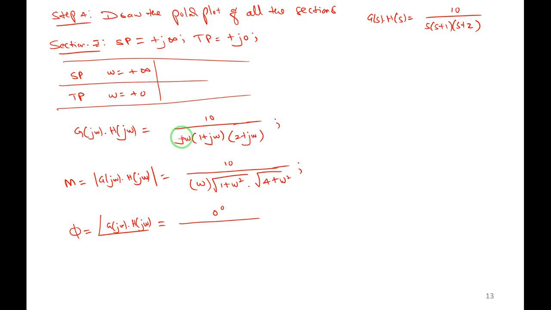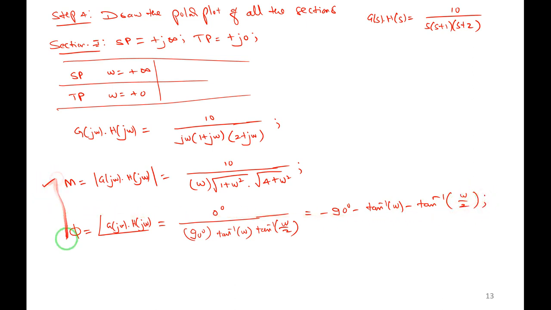Then angle of j omega, it is on the imaginary axis, it is 90 degree. Next, angle of 1 plus j omega, tan inverse of imaginary part by real part, tan inverse of omega by 1, so tan inverse of omega. Next, angle of 2 plus j omega, tan inverse of omega by 2. So let me write the phase equation. Let me take it to numerator. Minus 90 degree minus tan inverse of omega minus tan inverse of omega by 2. So this is the phase equation.